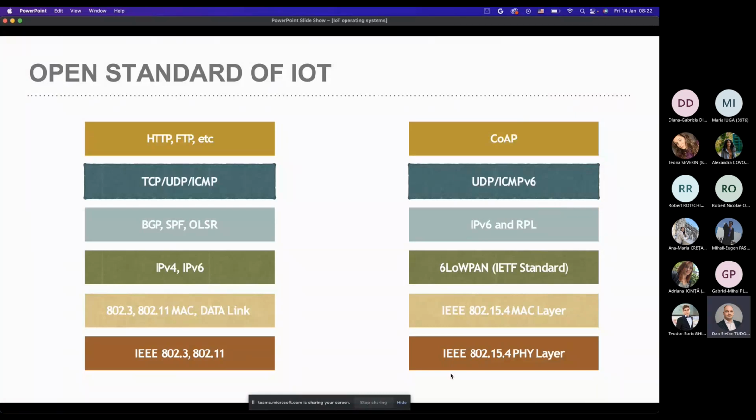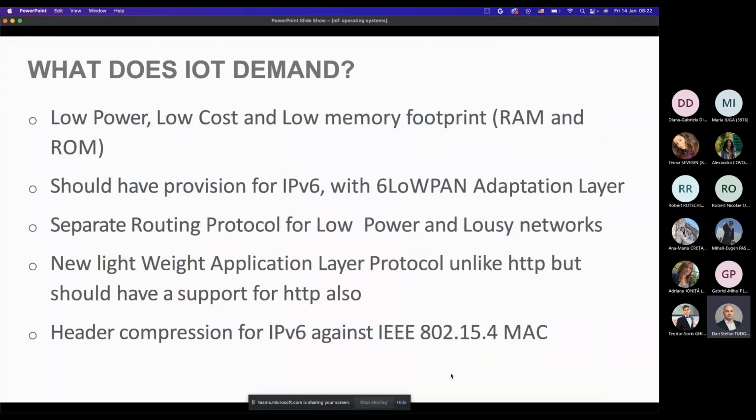So what does IoT demand in particular? Well, usually it demands low power, low cost, and low memory footprint. These are three main characteristics for an IoT device. Not all of them, of course, but the vast majority of IoT applications require either one or all three of them. So you are deeply constrained in terms of how much battery you can actually consume with every, I don't know, every communication that you are making.